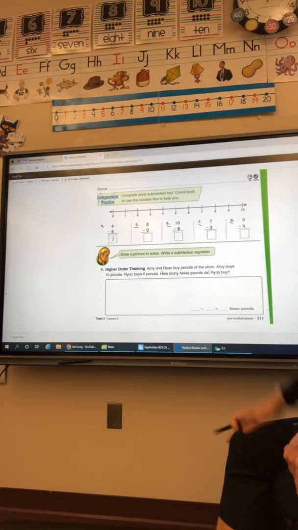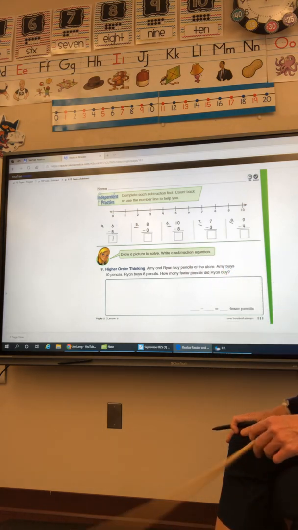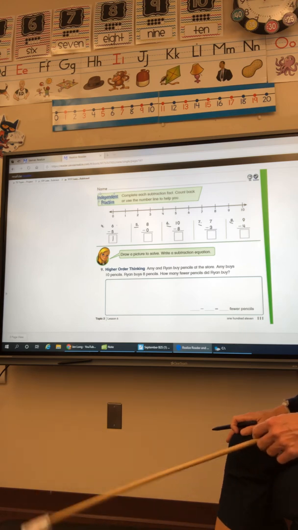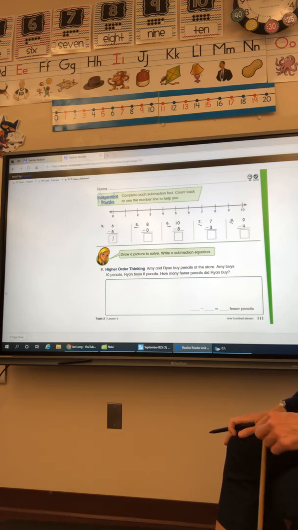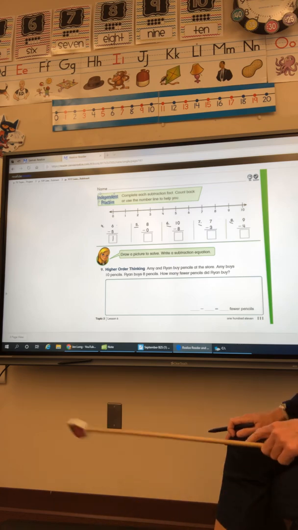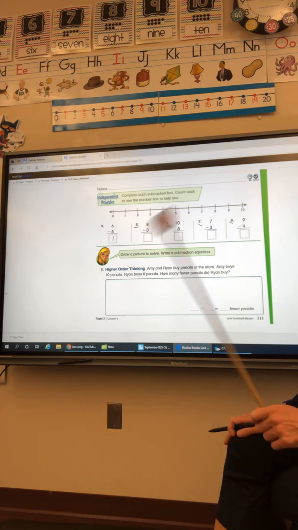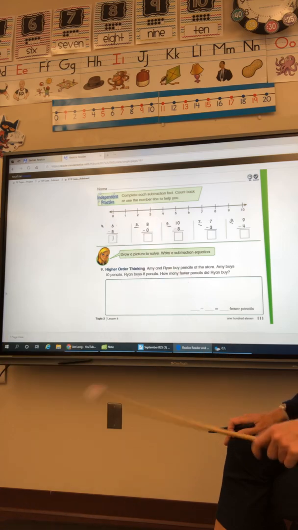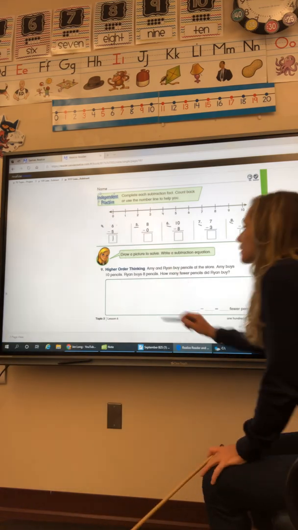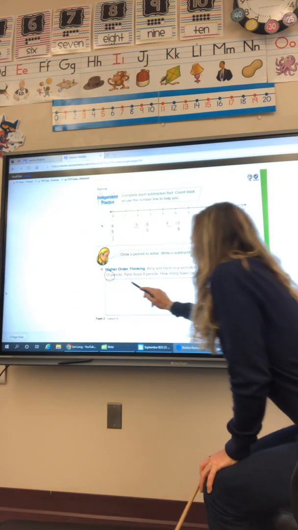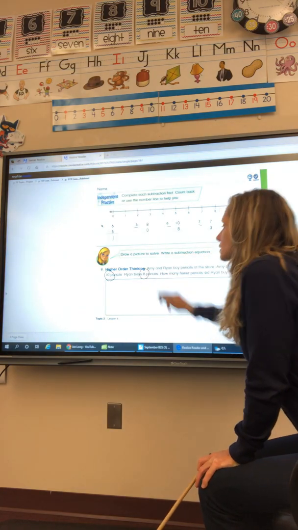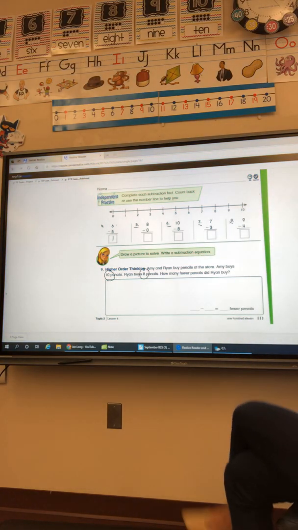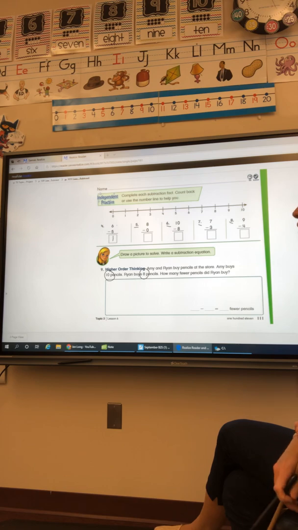For number 9, it's higher order thinking. They want you to draw a picture and write a subtraction equation. I'm going to do it with you. It says that Amy and Ryan buy pencils at the store. Amy buys 10 pencils and Ryan buys 8 pencils. How many fewer pencils did Ryan buy?